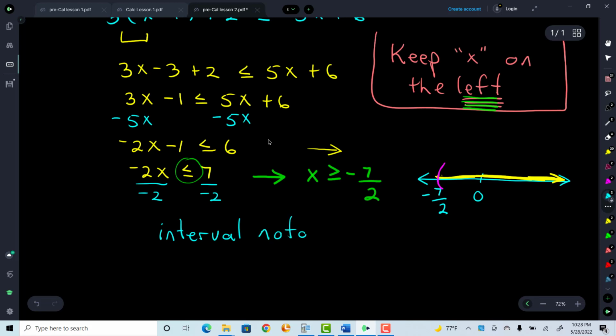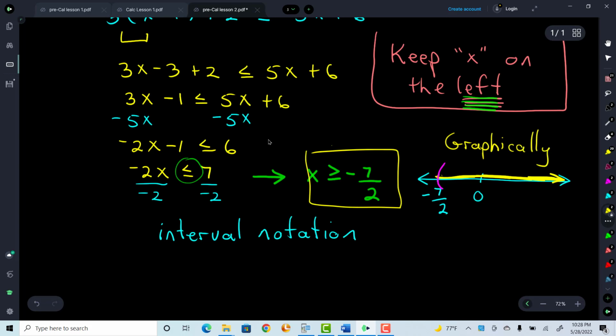Okay, interval notation. So instead of writing the answer in this form, x is greater than or equal to -7/2, or writing it graphically, these are two different ways of representing our answer. We can represent our answer in what we call interval notation. In this case, this is all x's that are greater than or equal to. So I'm going to put a bracket because we're including -7/2. Everything that's greater than that.